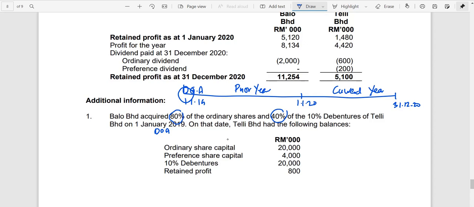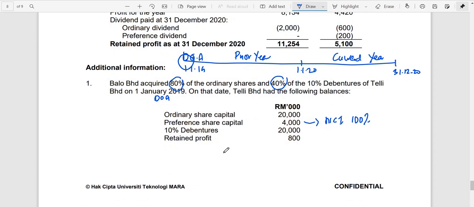If that is the case, these are the balances on the date of acquisition, which is on 1st of January 2019. You have the preference shares as well, but since there is no information about preference shares, you assume that they all belong to the non-controlling interest. So non-controlling interest will have 100% of the shareholding for the preference shares. None belongs to the parent, right? So all the preference dividend will belong to the non-controlling interest if there is any.